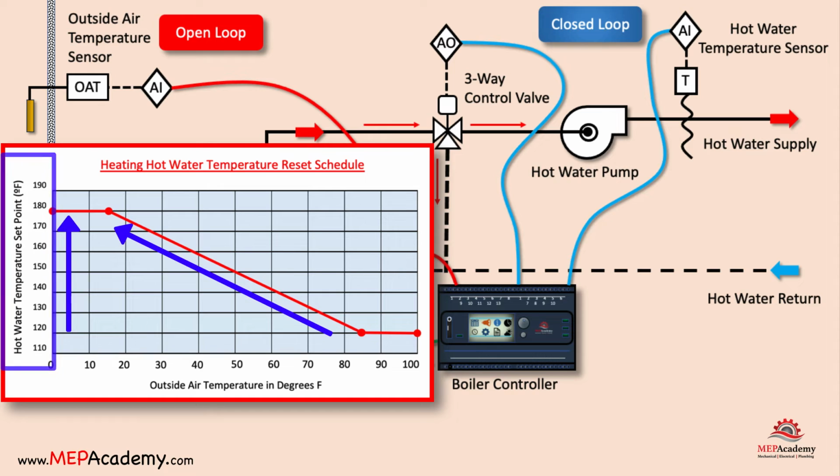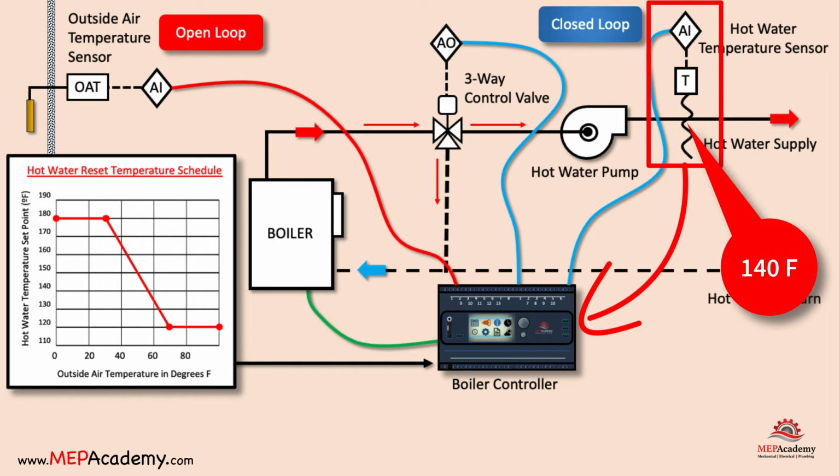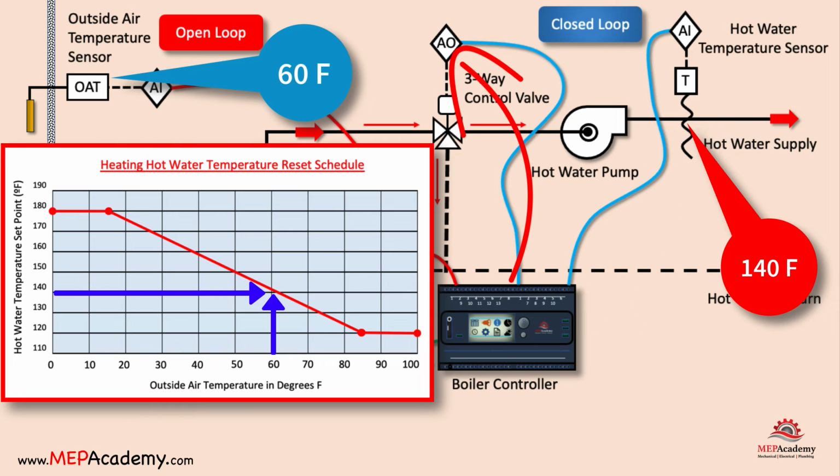Using a closed loop control sequence, the hot water temperature sensor sends an analog input signal to the boiler's controller indicating the current temperature of the heating hot water. The boiler's controller will compare the reset schedule with the current hot water temperature and send an analog output signal to adjust the three-way valve to either increase or decrease the flow based on the current water temperature.